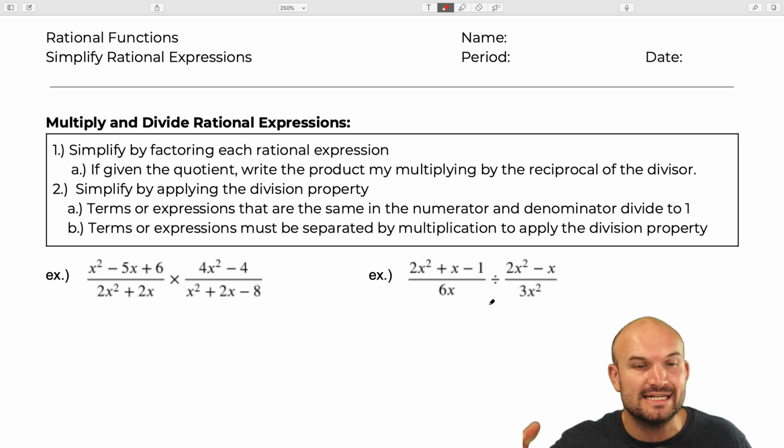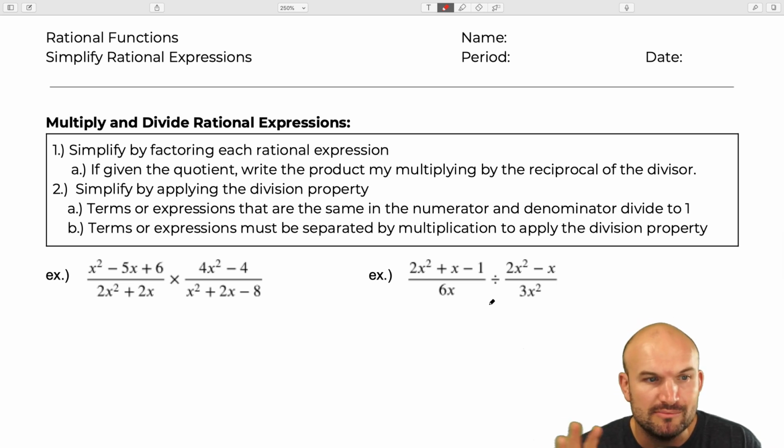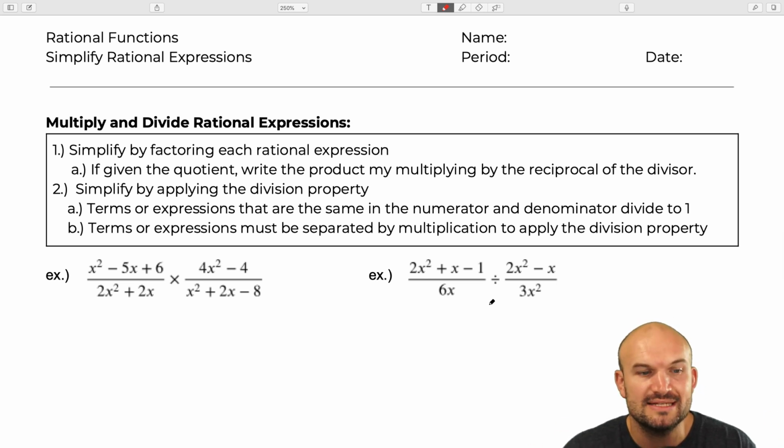So remember, for adding and subtracting, to apply those operations, we had to have a common denominator. For multiplying and dividing, we don't. For multiplying, you just multiply numerator times numerator, denominator times denominator. For dividing, it's a lot easier just to think about multiplying by the reciprocal. And I think it's really important when you are multiplying and dividing to simplify, simplify, simplify.